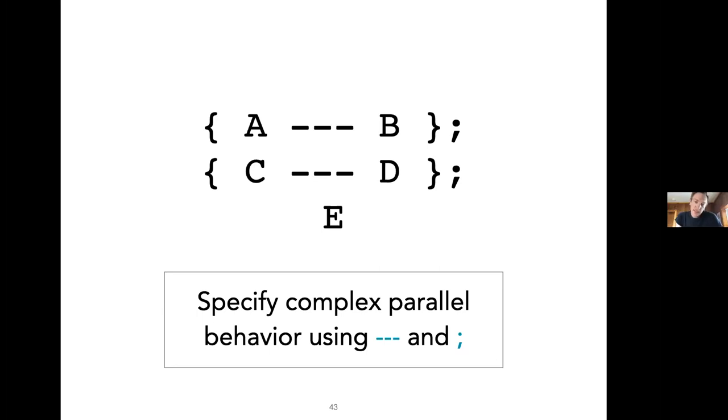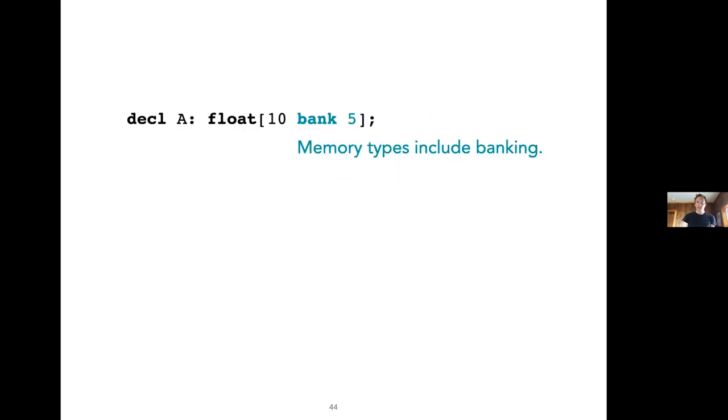I sense there may be more questions, but I actually want to get through a little bit more of this language here, if that is all right. I want to show you what goes on with memory banking, which was a big deal in some of the HLS examples I showed you before. The short answer is that the types of the memories you declare include this banking information. For example, declaring this memory A to have a capacity of 10 and divide it into 5 banks, that is actually now the type of that memory. That is, float bracket 10 bank 5 is how we represent the type of that thing, which means that it is used in the type checking of accesses to the memories.